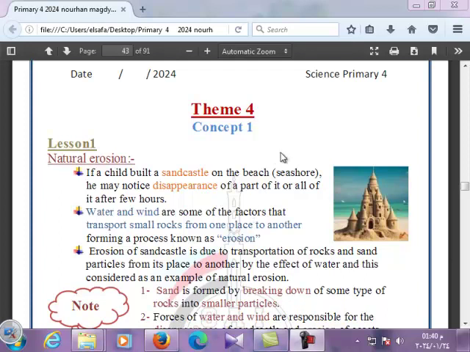Now we start with theme 4, concept 1. We talk in this lesson about natural erosion.